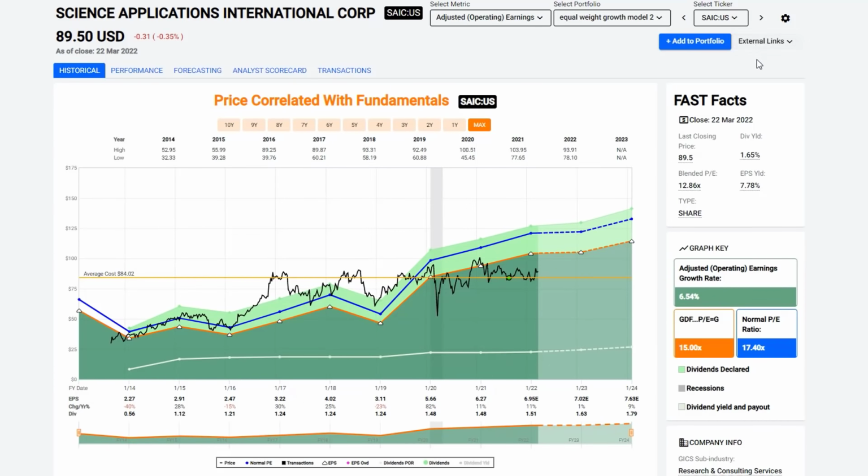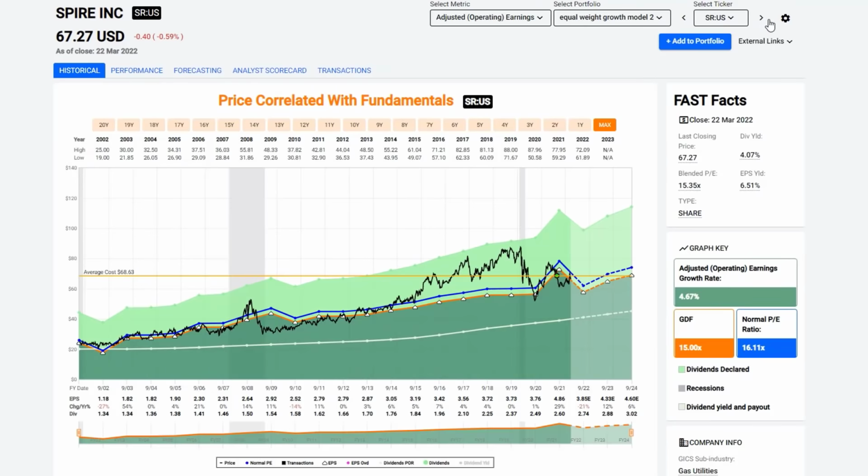Science Applications International Corp has done really well. Earnings and dividends have grown. This one has given us good, decent performance.